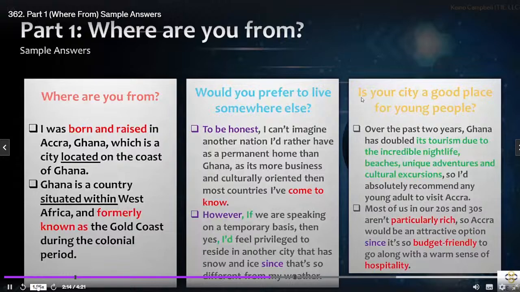And we could actually finish that off, if we wanted to add one more sentence, by saying, most of us in our 20s and 30s aren't particularly rich, so Accra would be an attractive option since it's so budget friendly to go along with a warm sense of hospitality.